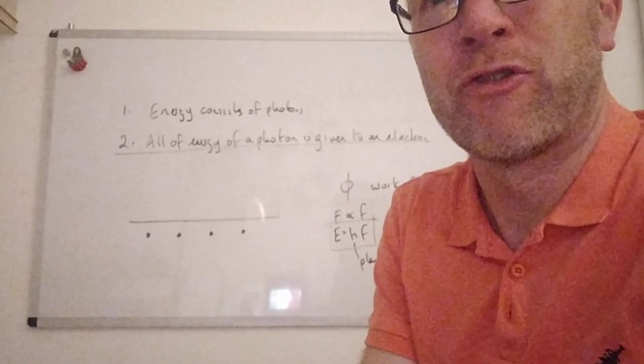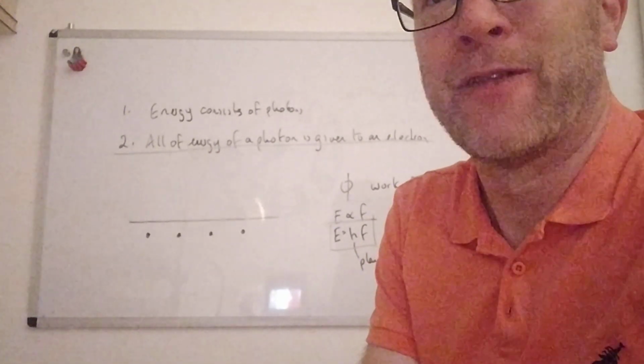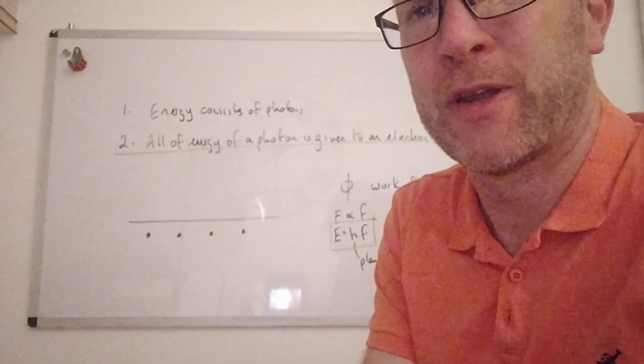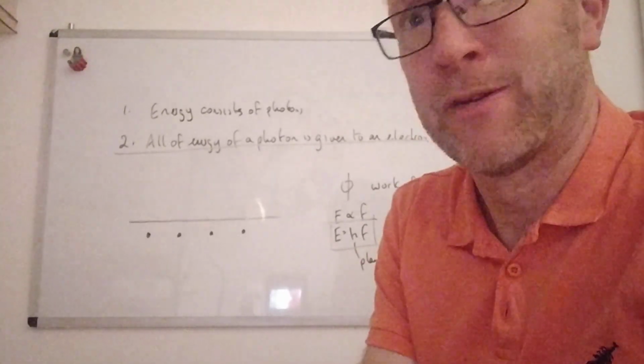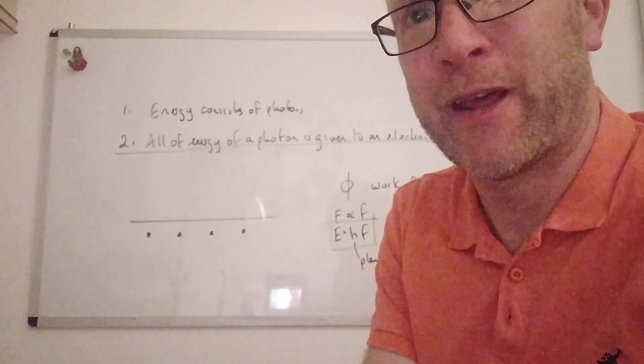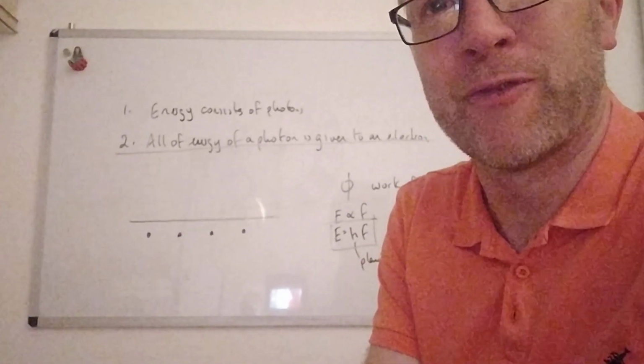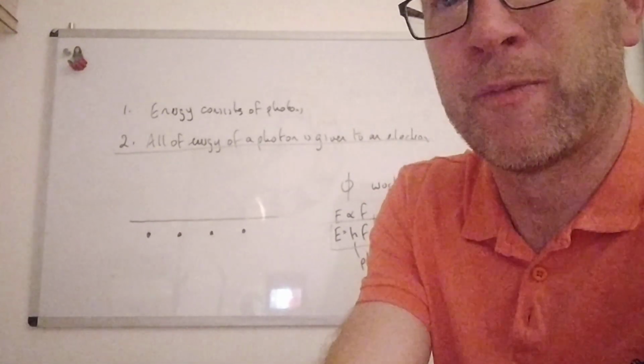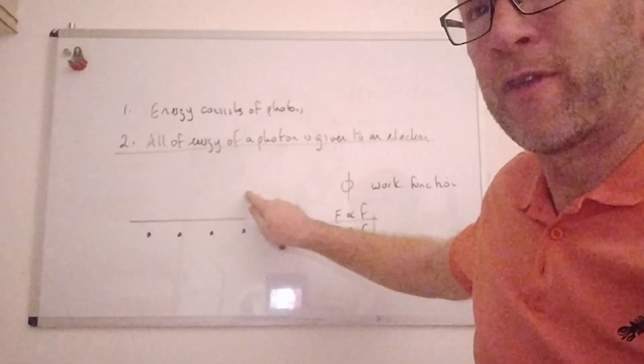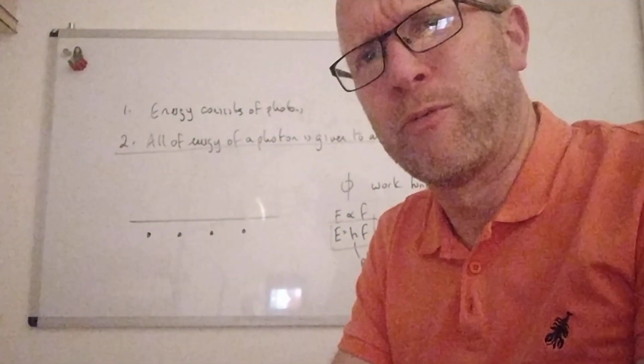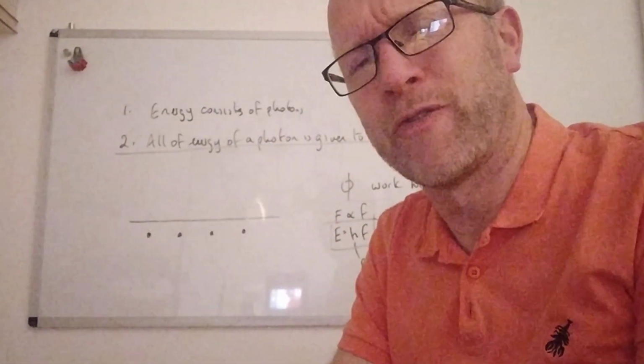Let's say the energy of the photon was 12 and the work function was 10. Will it escape? It'll escape, because it has the energy. Will it have energy left over? It will have energy left over. And when the electron escapes, the leftover energy will be kinetic energy, the kinetic energy of the electron.